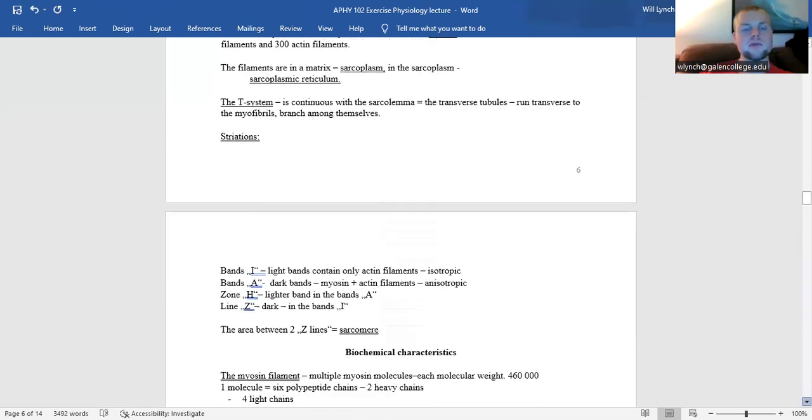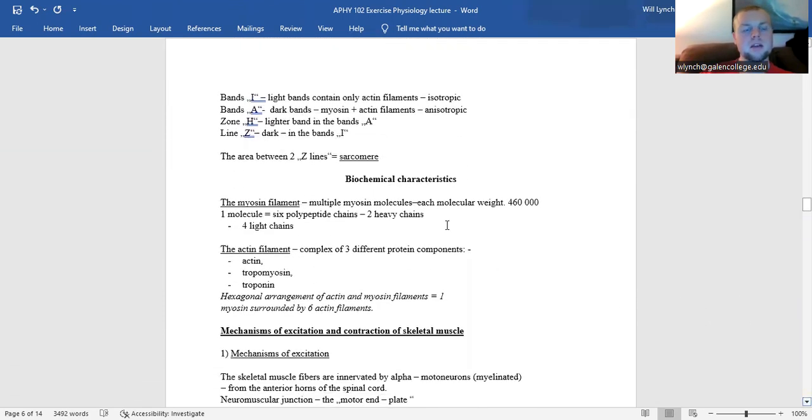The striations are going to be formed by the actin and myosin. So our I band is going to contain only actin filaments. A band is going to contain myosin and actin filaments. The H zone is going to contain lighter bands, and the Z disc is going to contain darker bands. Right. The area between the two Z discs or Z lines is what is known as the sarcomere, and this is the contractile unit or the functional unit of the skeletal muscle fiber.